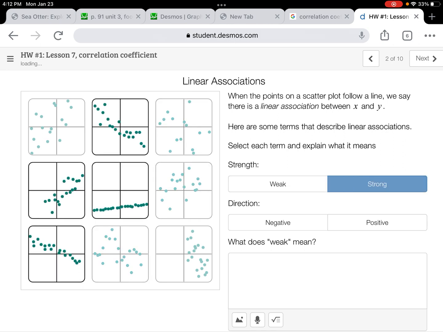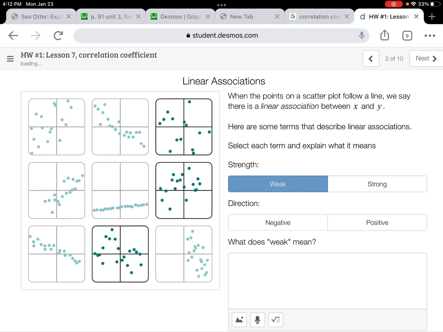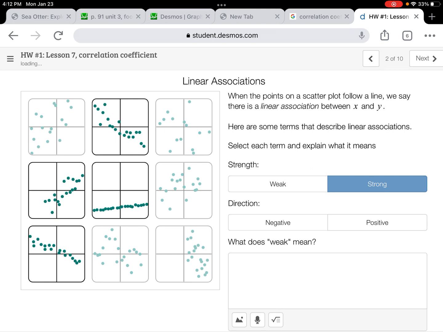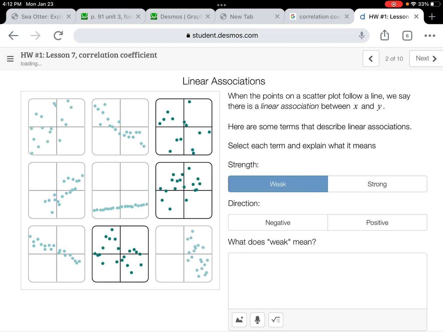Whereas these ones here, if I select strong, these ones show strong linear association. So think about what that means. How are these ones different than the ones that are weak? You may have noticed the ones that are strong, their data points are more clustered around what would be a line of best fit. Whereas weak correlation, they are more scattered across the graph.